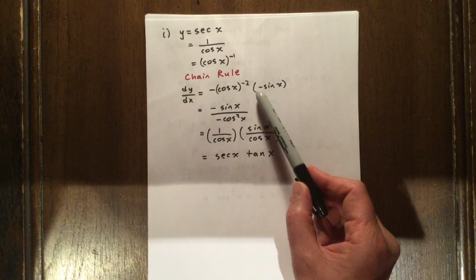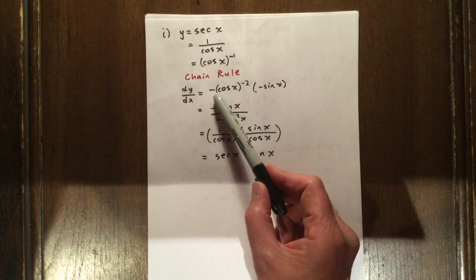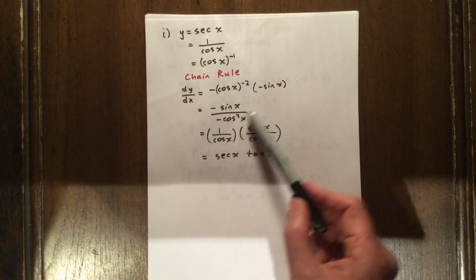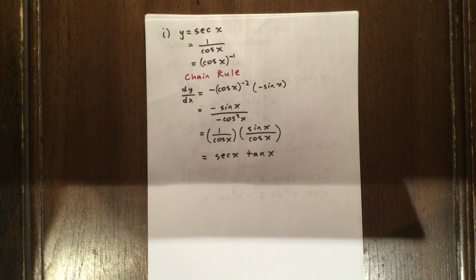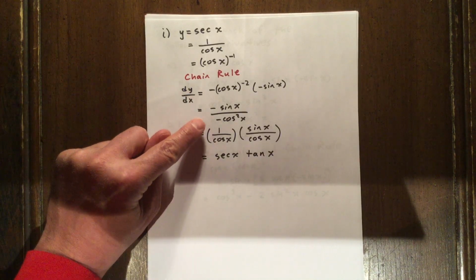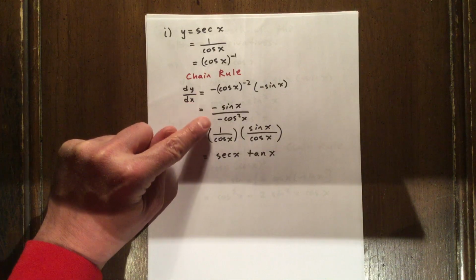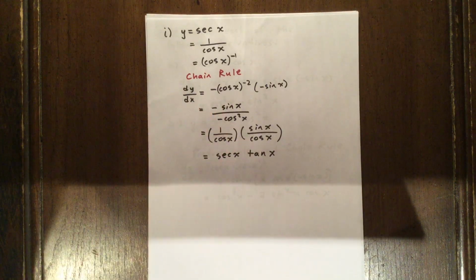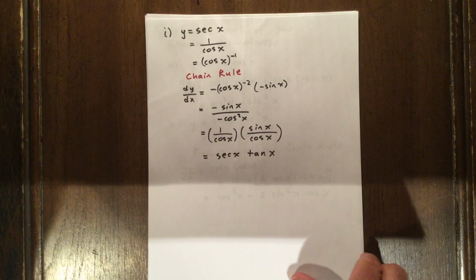So what we end up with is negative sine x in the numerator. We have negative cos squared x in the denominator. Obviously, a negative over a negative, we're going to have a positive quantity. So we can call this 1 over cos x times sine x over cos x, and that's the same as secant x tan x.